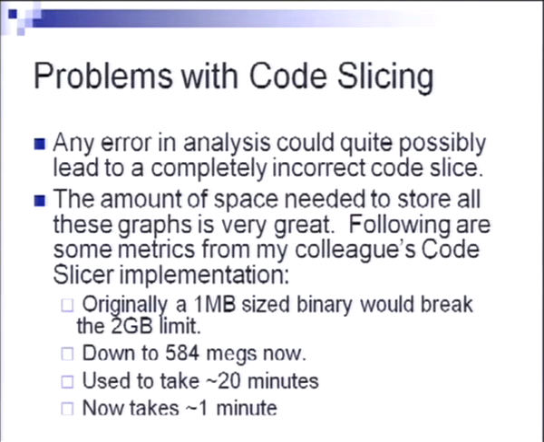The following metrics are from my colleague's code. They were breaking the 2 GB limit trying to analyze a 1 meg binary, and now it's down to 584 megs, because the guy who was working on it is really stellar and knows how to do a lot of optimization. It used to take 20 minutes to do the analysis. Now it only takes about a minute. So it's possible, but it's quite a journey to get there.